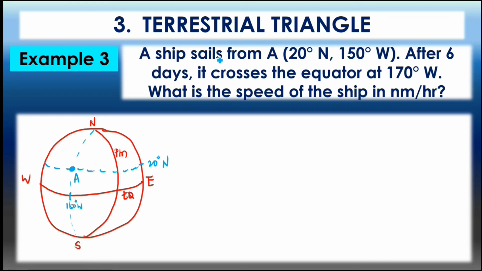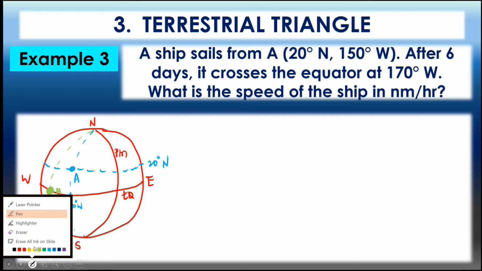Next, after 6 days, the ship crosses the equator at 170 degrees west, so it is here. Then again, you just draw the meridian. So this point on the equator at 170 degrees west is the other point. For example, if you would like to use point B, or letter B, you can do it.